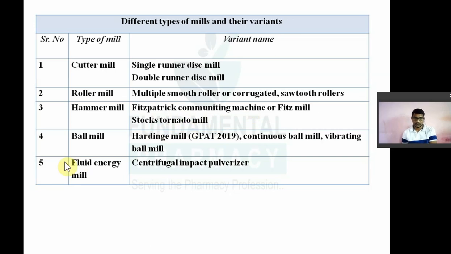Okay, this is important. Next one is a ball mill. So ball mill has a variant like Hardinge mill. And this was a question in 2019, which asked: Hardinge mill is a variant of one of the following mills. So Hardinge mill is a variant of ball mill.